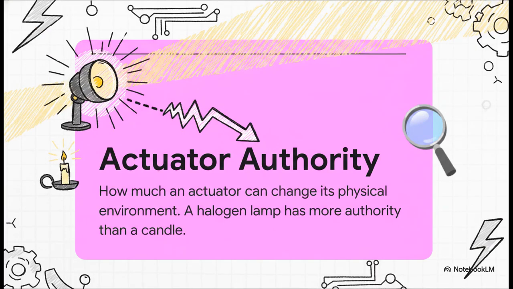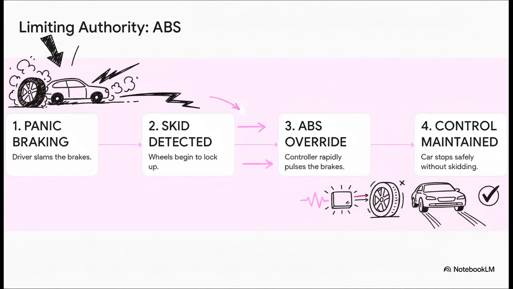And really, it's just a way of measuring how much an actuator can change its environment. For example, a big halogen lamp has way more authority to light up a room than a tiny little candle does. Simple as that. And anti-lock brakes are the perfect real-world example of why we sometimes need to limit that authority. Think about it. Your car's brakes are so powerful that if you panic and slam on them, you can lock the wheels up and go into a dangerous skid. The ABS controller actually limits your authority. It overrides you, rapidly pulsing the brakes for you so the wheels don't lock. It's a system literally designed to protect you from an actuator that's too powerful for a human to handle in an emergency.